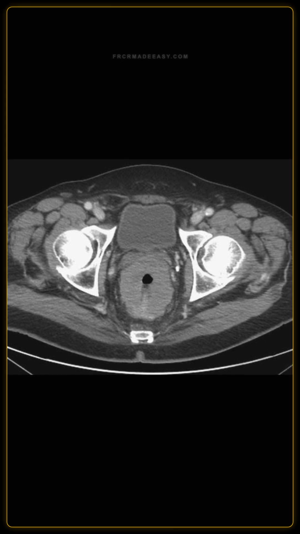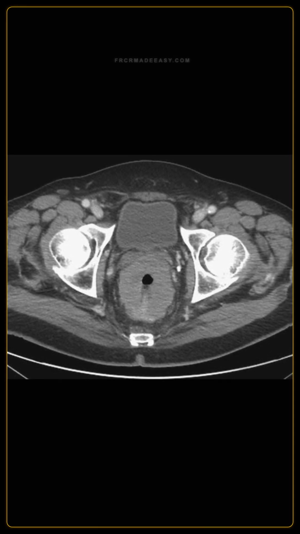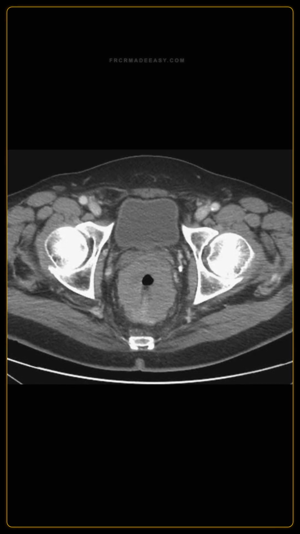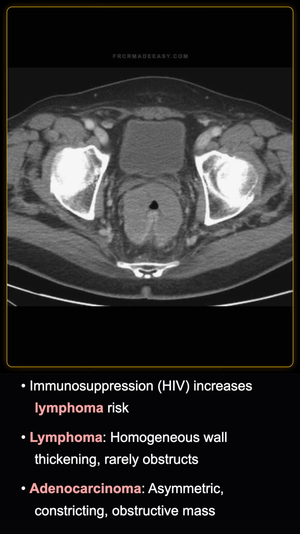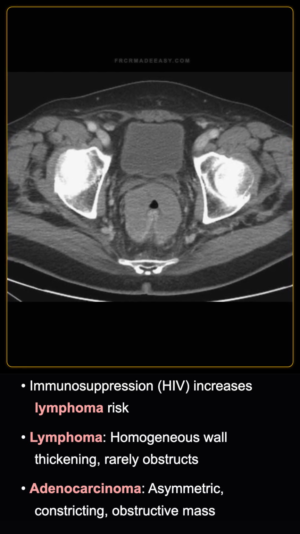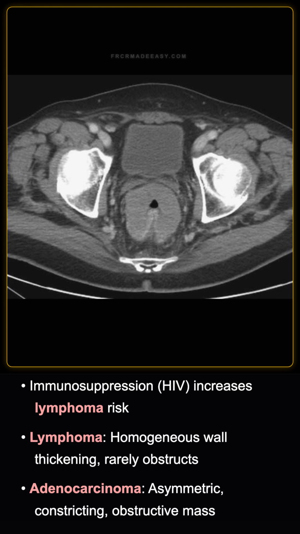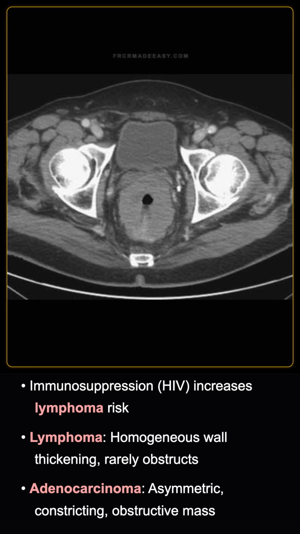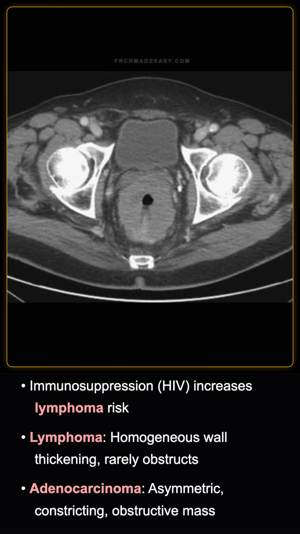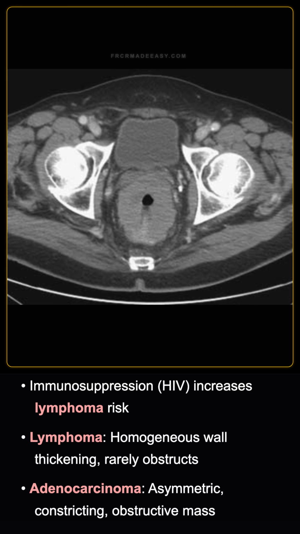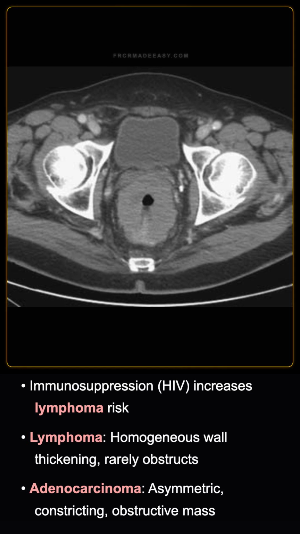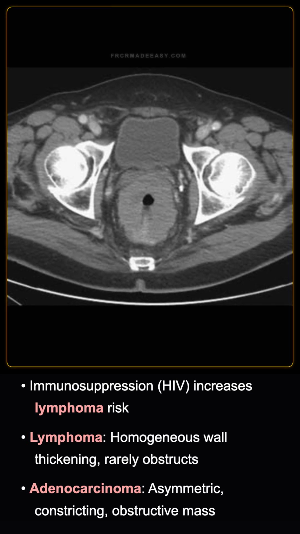What clinical and radiologic features favor lymphoma over a primary rectal adenocarcinoma in this specific case? The patient's chronic immunosuppression from HIV strongly predisposes him to lymphoma. Radiologically, lymphomas tend to produce massive, homogeneous wall thickening that rarely obstructs the bowel due to a lack of a desmoplastic fibrotic response, whereas adenocarcinomas typically present as asymmetric, highly constricting, obstructing masses.